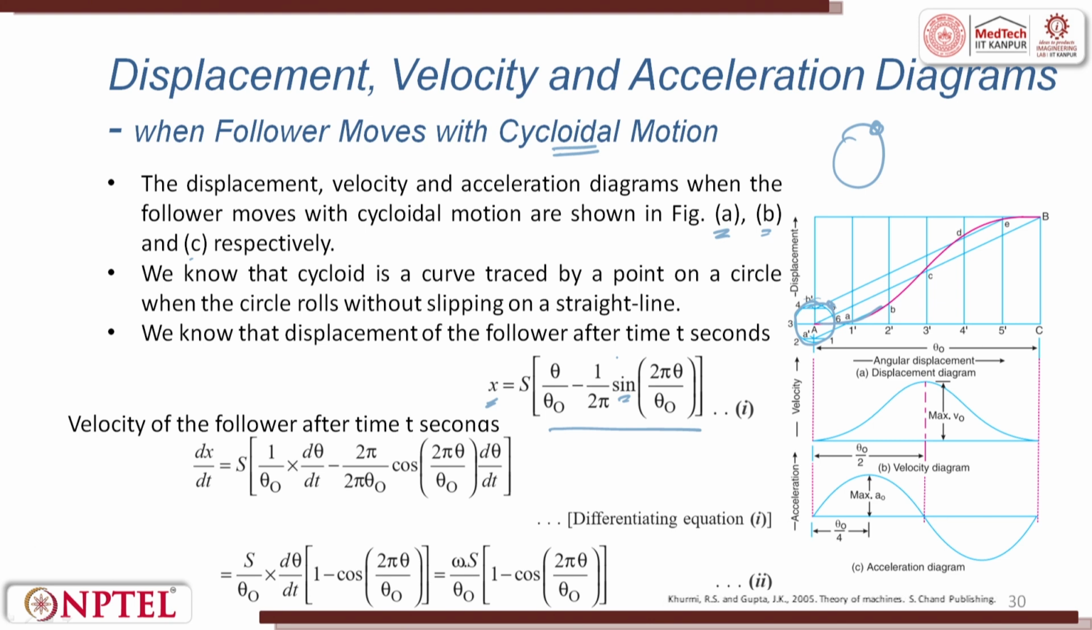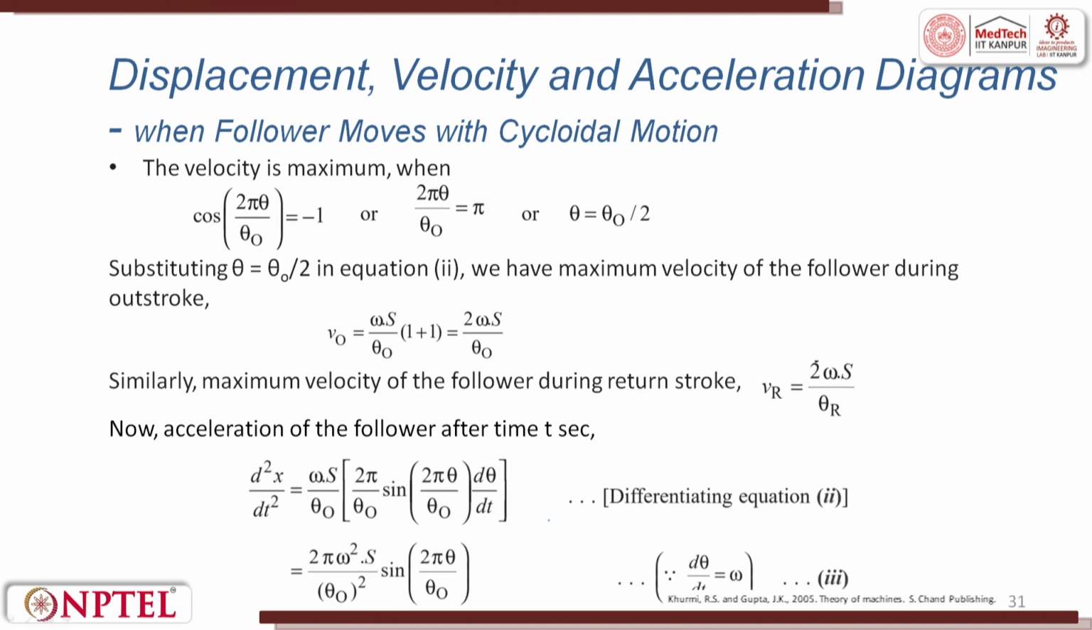Now, the velocity of the follower after a time of t seconds, we get by differentiating this. So, this can be represented this way, and then we differentiate equation 1 to get it, then we differentiate equation 2 to get the acceleration.